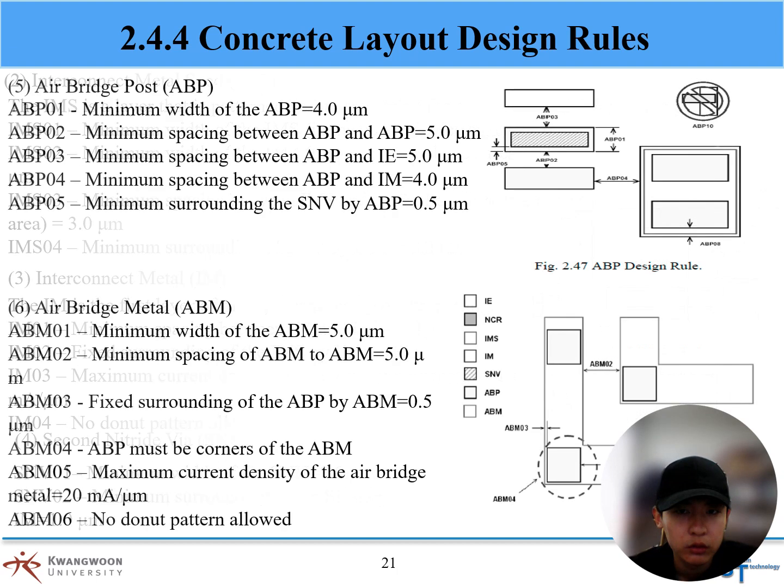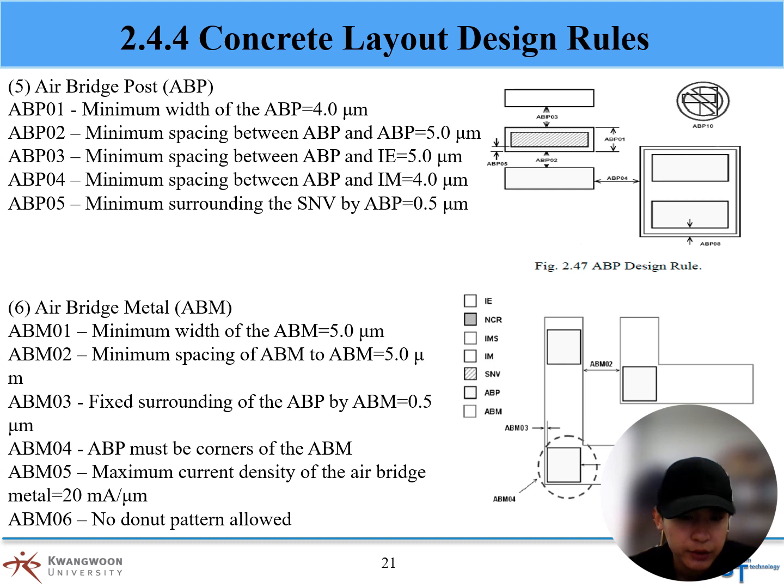The fifth is the ABP. The minimum width of the ABP is 4 micrometer. The minimum spacing between ABP and ABP is 5 micrometer. The minimum spacing between ABP and IE is 5 micrometer. The minimum spacing between ABP and IM is 4 micrometer. The minimum surrounding the SMV by ABP is 0.5 micrometer.